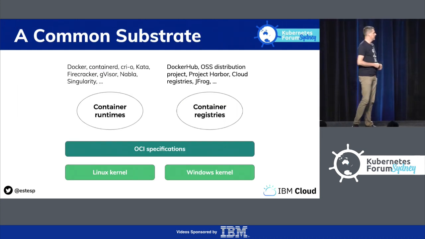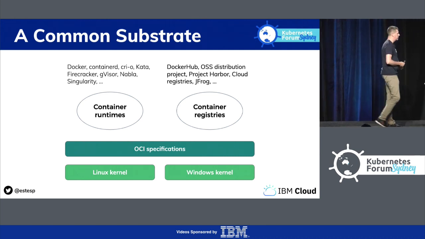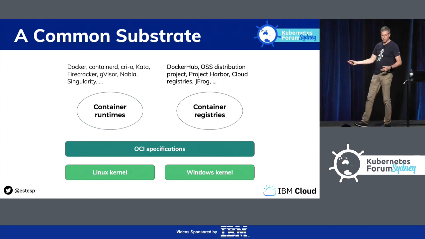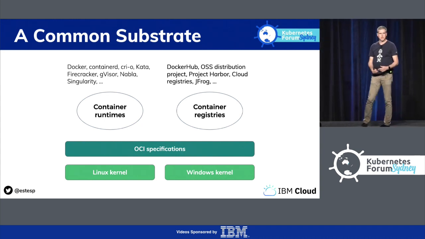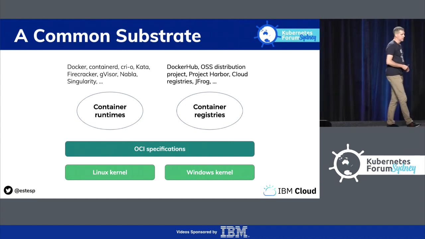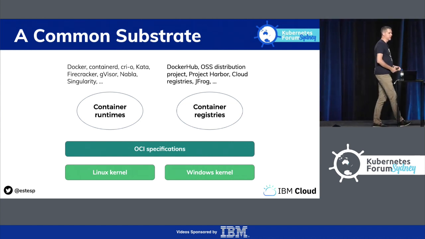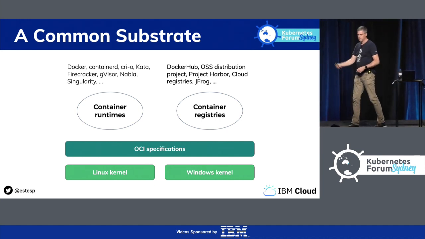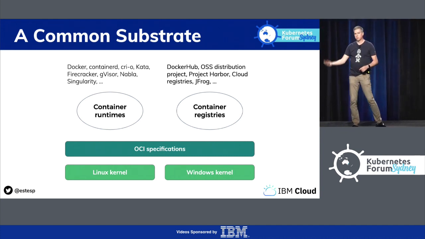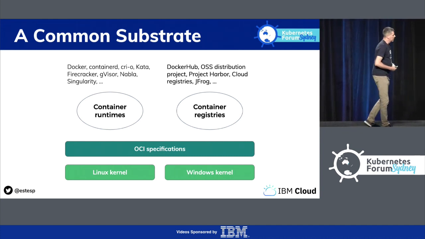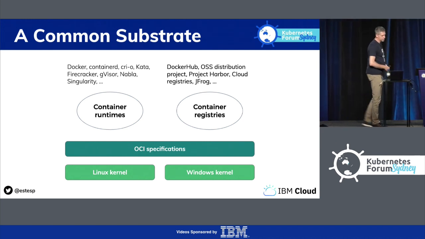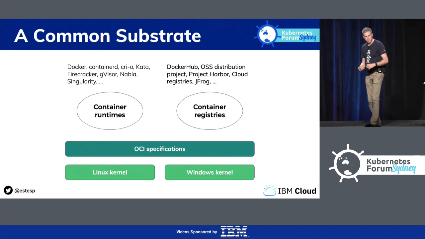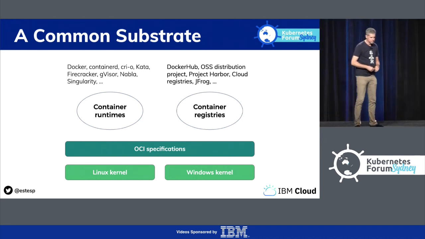In the years that have followed, we're in a pretty good place with this common substrate of container runtimes and container registries that are meeting these OCI specs and the specs that are in process. These drive how we run containers on Linux, and Microsoft is also involved, and the OCI specs provide a way to talk about how we run containers on Windows. You can think of that bubbling up to this mix of runtimes, whether we're talking about Kata containers, containerd, Docker, or CRI-O.